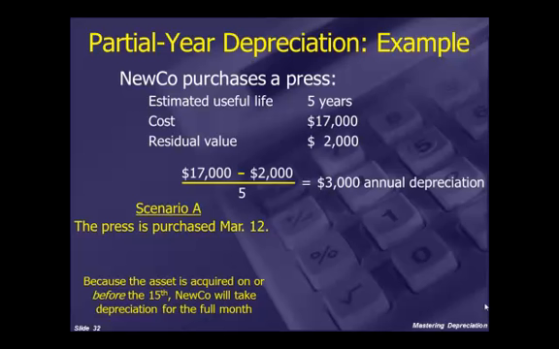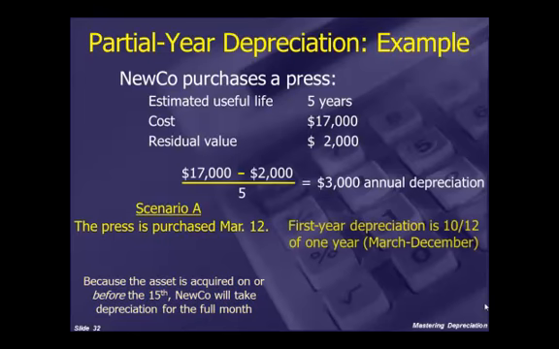Well, because the asset is acquired on or before the 15th, within the first 15 days of March, then Nuco gets to count the entire month of March for depreciation purposes. So if we're looking at a calendar year running from January 1 through December 31st, we're starting with the beginning of March, full month of March, and counting through December. That will be 10 months out of a total of 12. So the fractional proration is 10/12.